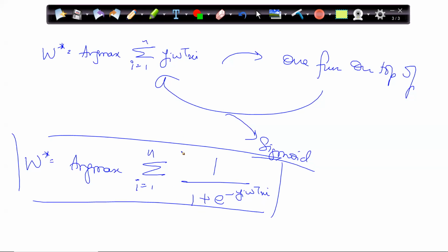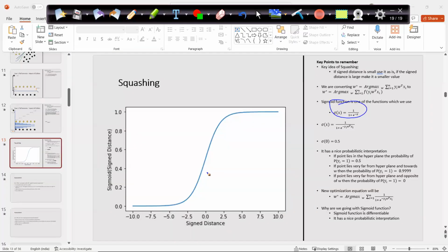Now, what is the benefit of this? This is how the sigmoid function looks like. This is my x-axis, which is nothing but yi w transpose xi, and this is my y-axis, which is nothing but 1 upon 1 plus e raised to power minus yi w transpose xi. So it is saying that when you are increasing, I will also increase, but after a certain point, I will taper off. And if you are decreasing, I will also decrease, and after a certain point, I will taper off.